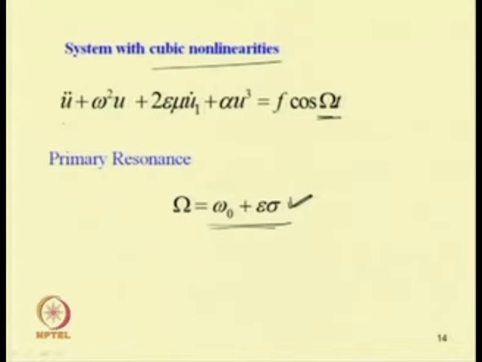If our equation is reduced to this form, then we can substitute u equal to u 0 plus epsilon u 1, and we get this forcing term. This forcing term, using the detuning parameter, we can write in this way, and then using the method of multiple scales and separating the orders of epsilon, we have D 0 square u 0 plus omega 0 square u 0 equal to 0. The solution of this is u 0 equal to A of T 1 e to the power i omega 0 T 0 plus A bar of T 1 e to the power minus i omega 0 T 0.